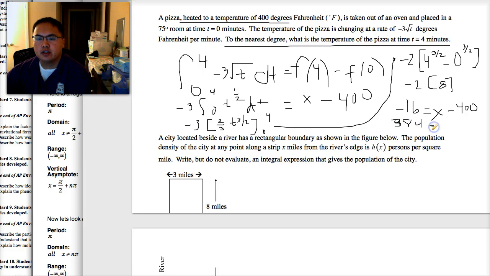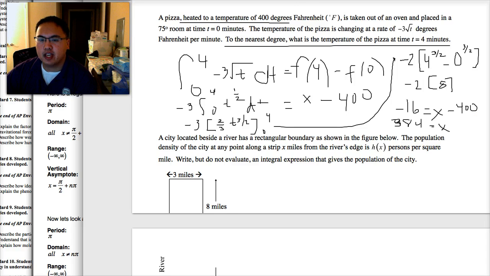Equals x. So what I found is that if I take a 400-degree pizza and put it in a 75-degree room, after 4 minutes its temperature will be 384 degrees. And I know some of you will say, let's buy pizza and try it out, but it's just an example, so hopefully you guys understand.